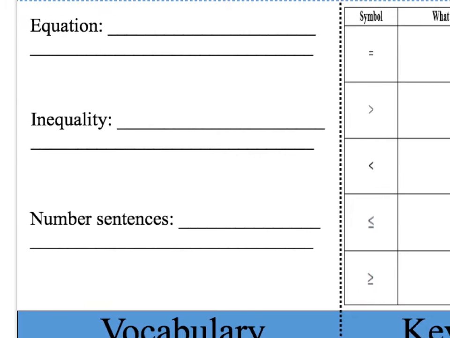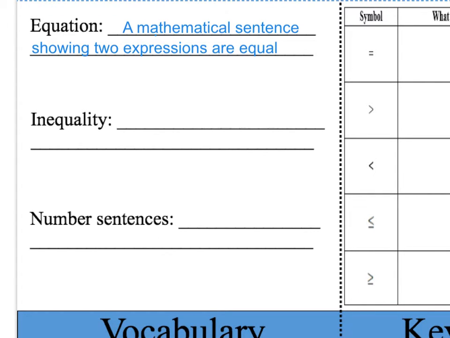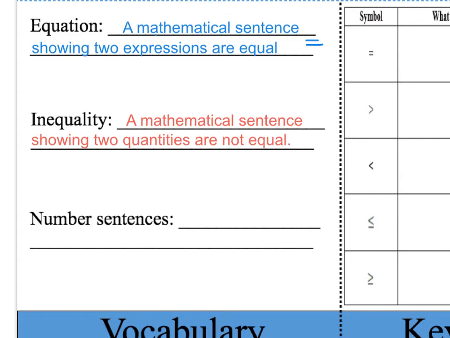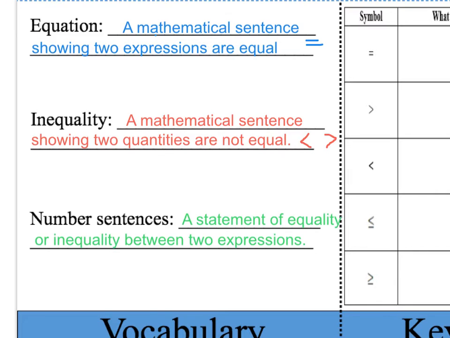Our first vocabulary is a word called equation. An equation is a mathematical sentence showing two expressions are equal. And this is what the symbol looks like. An inequality is a mathematical sentence showing two quantities are not equal. So you may have seen it either looks like the less than symbol or the greater than symbol. Those are inequalities. Number sentences are a statement of equality or inequality between two expressions.